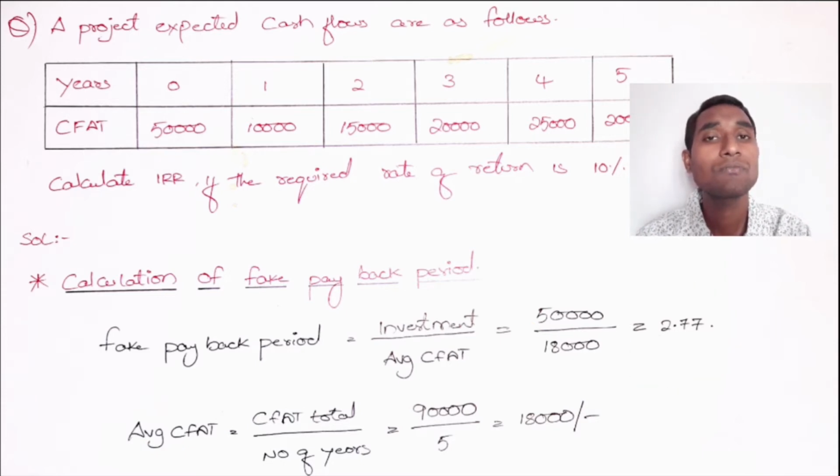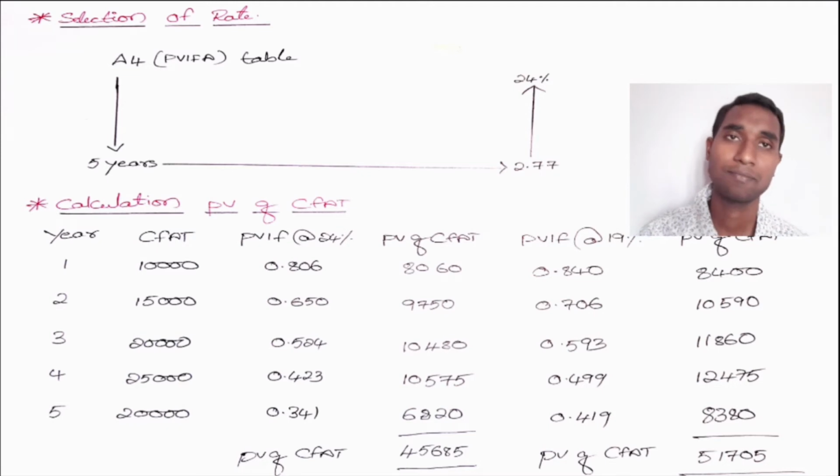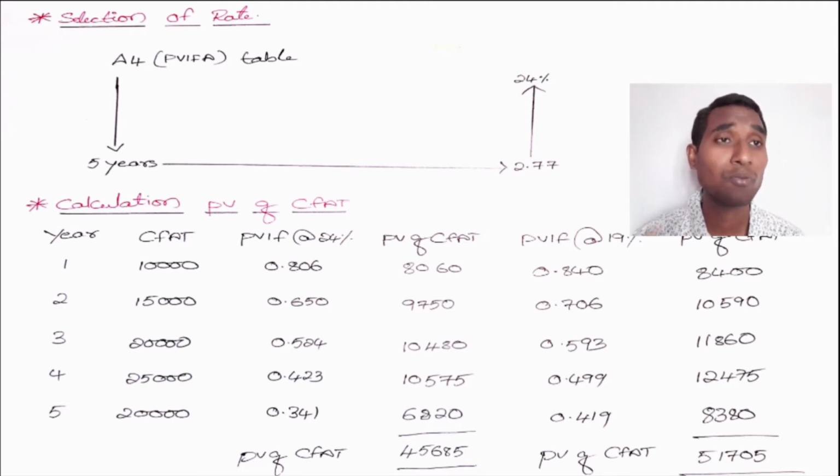The next step after calculating the fake payback period is to select a rate. The second step is selection of rate, because, as I said in the note, we will not be using the required rate of return given in the question for solving IRR. We will be determining our own rate. In the first step we calculated the fake payback period, 2.77, and with that I am going to determine the rate.